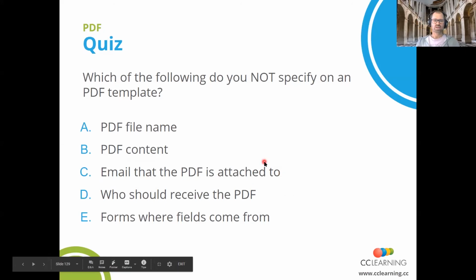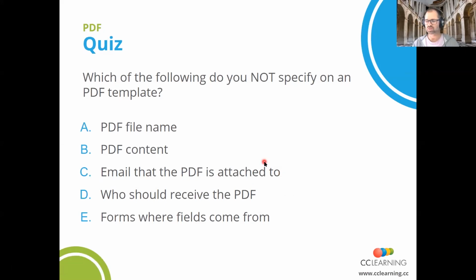Okay, here's a quiz now. Which of the following do you not specify in a PDF template? Look here, do you specify the PDF file name? I'm pretty sure we specify the PDF file name. What about the PDF content? Well, that's one of the tabs, isn't it? So the other tab, of course, isn't listed here as settings. So those two we definitely do. The email that the PDF is attached to.